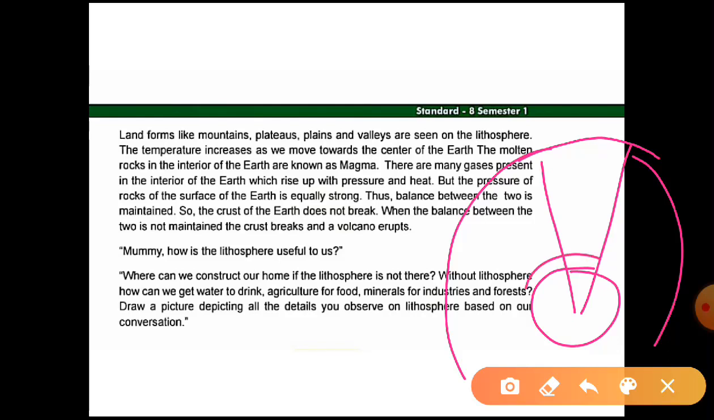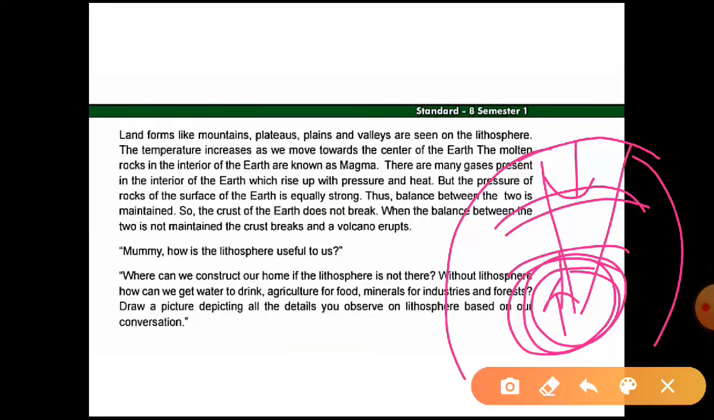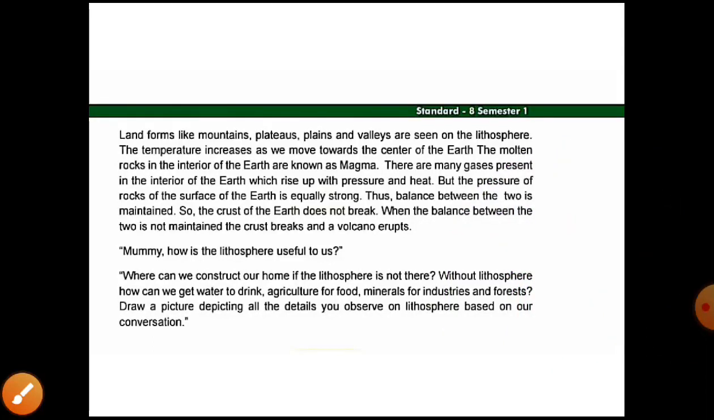Okay, the pressure from here and the pressure from here are equal. So this magma is not able to come out, because the lithosphere is as strong as the magma. Thus the balance between the two is maintained. Because of the same strength, the balance between the magma and the lithosphere is maintained, so the crust of the earth does not break.